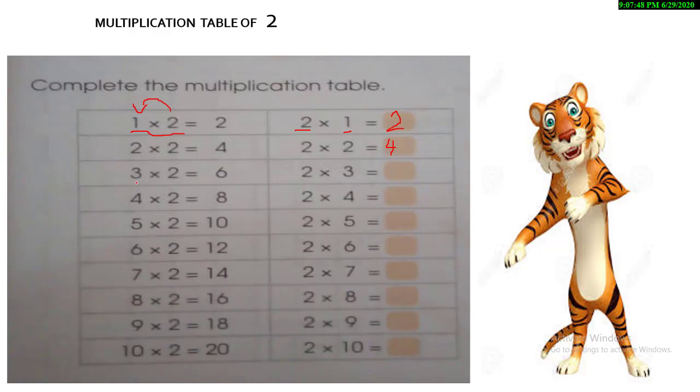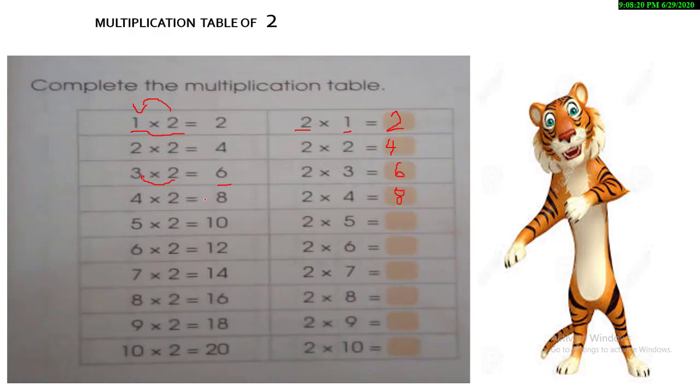Let's read the third one. 3 2s are 6, and now in this row they again change the places of 2 and 3. Like 2 is at the first place and 3 goes at the second place. So 2 3s are, what will be the answer? As I told you in the multiplication trick, the answer will be the same. So 2 3s are 6. 4 2s are 8 and 2 4s are 8. You can say that it's just like a trick.